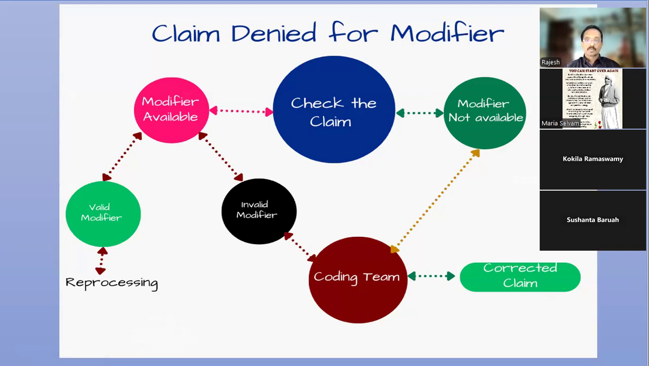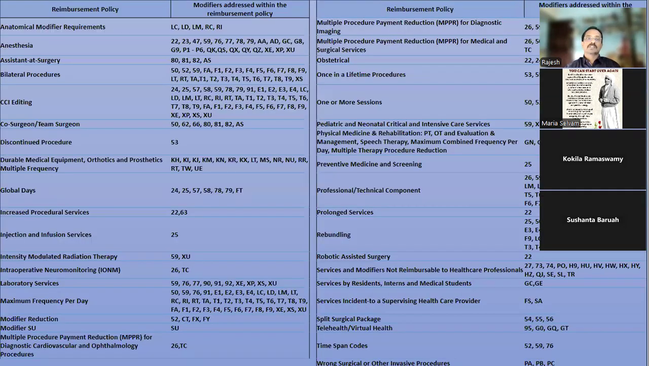I just want to group the modifiers in different categories, so I'll share this PPT with you guys. You can go through it. We have the list of modifiers, and I tried to combine them category wise. The CCI editing, which is inclusive denial: what are all the modifiers that can be included? Bilateral procedure. These are some of the points.